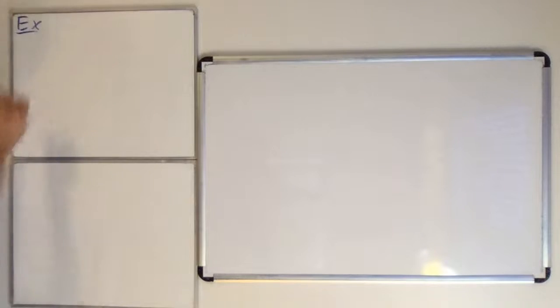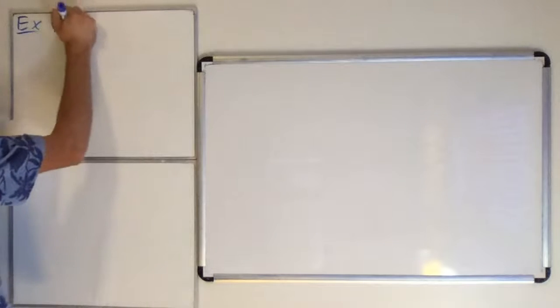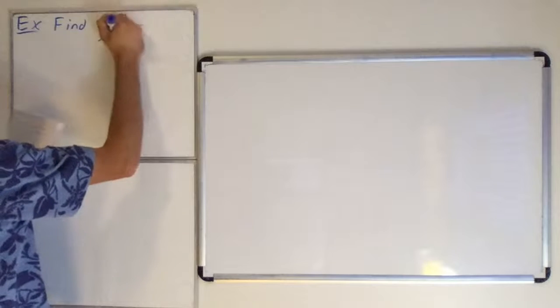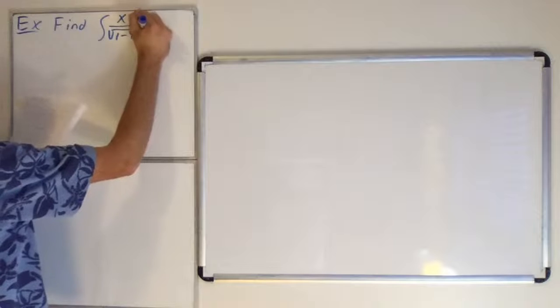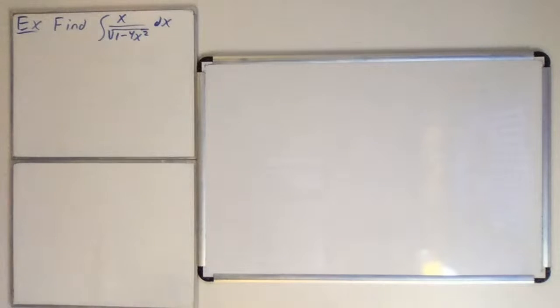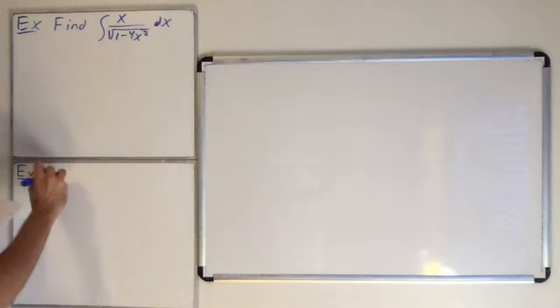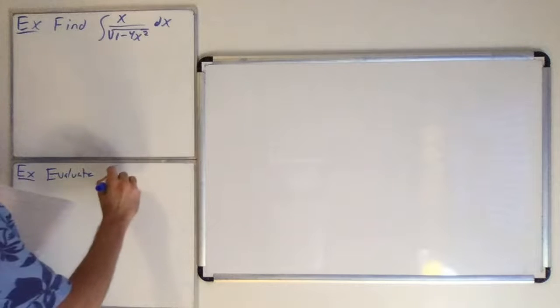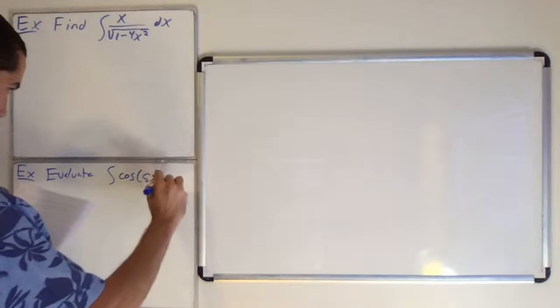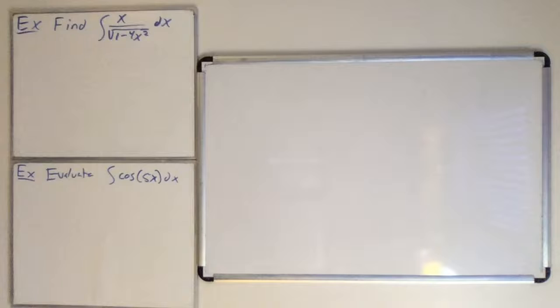All right, so I'll write out a few examples as a warm-up, and then we can get to a harder one. The first one is find the integral of x over the square root of 1 minus 4x squared dx. And then the next is evaluate the integral of cosine of 5x dx. All right, and I guess I could write out one more, which will be the hardest of the 3.